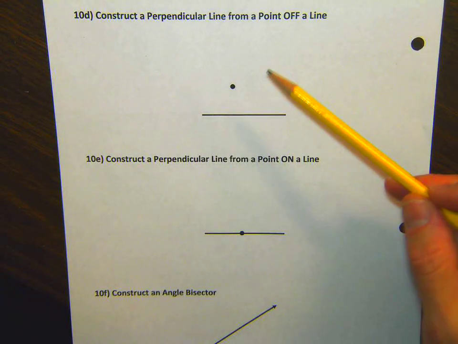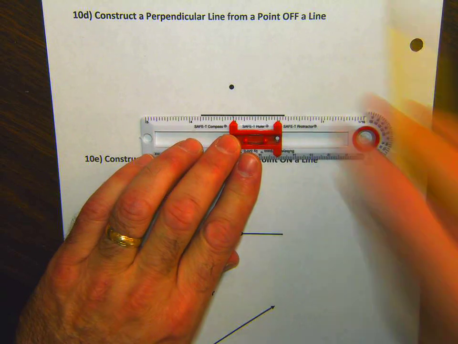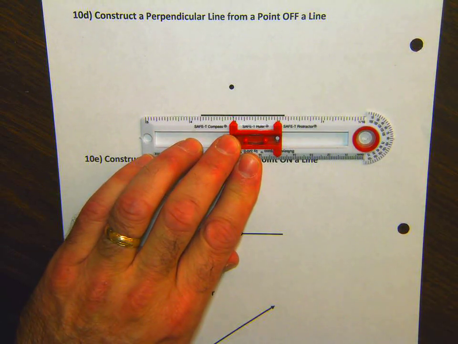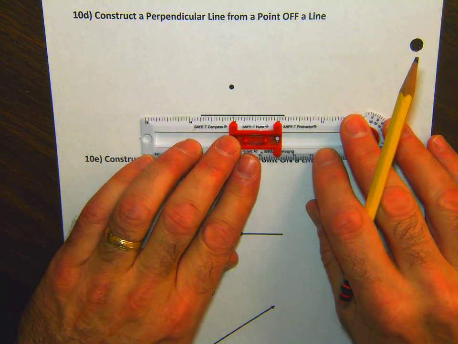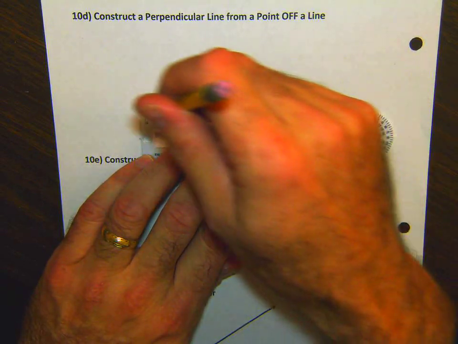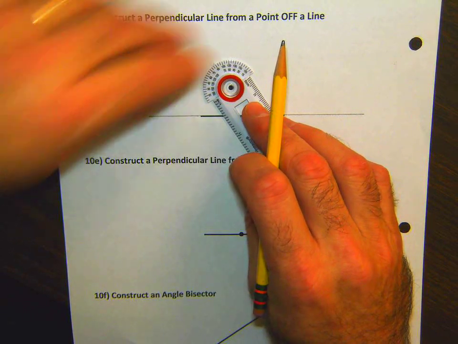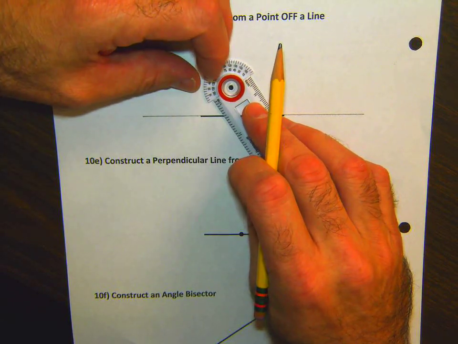When we construct a perpendicular line from a point, first of all, this is a line, right? When I look at this, I don't like it because it's not long enough, so I'd like to make it a little longer. I'm going to make it a little longer, if you need to. But what we need to create is a segment.